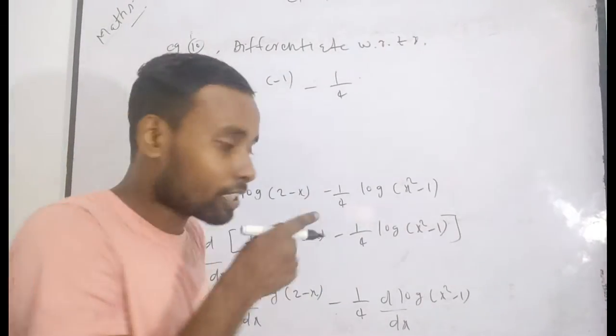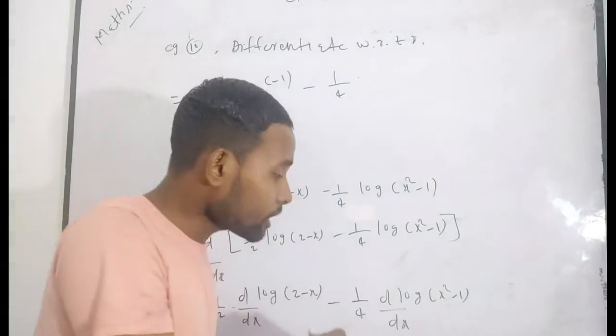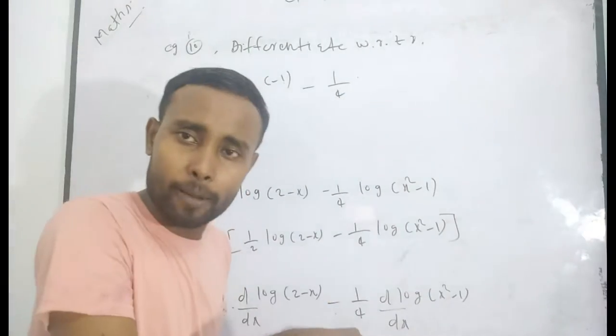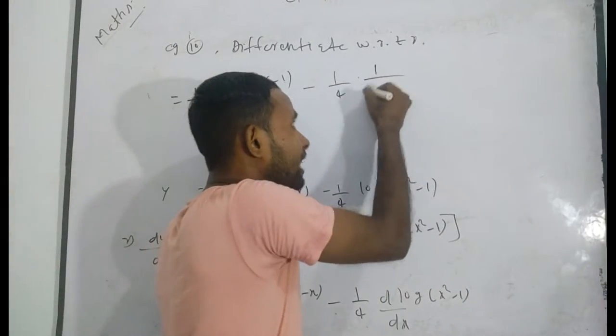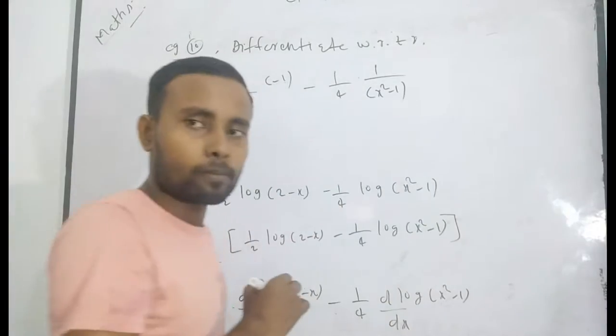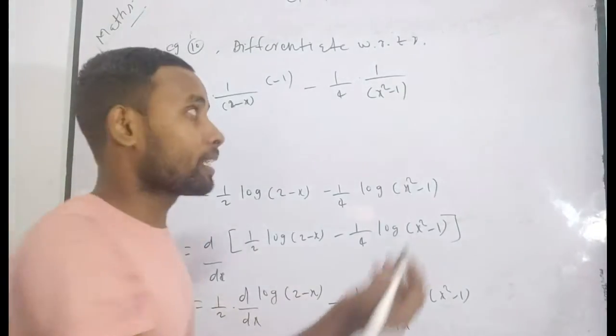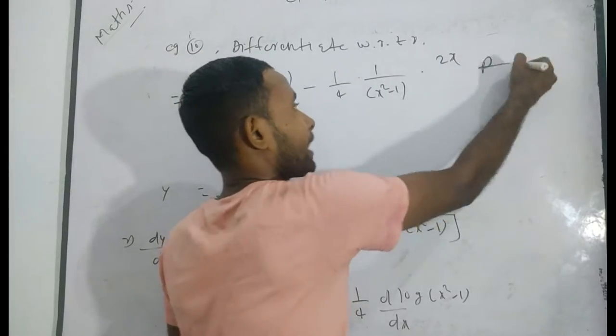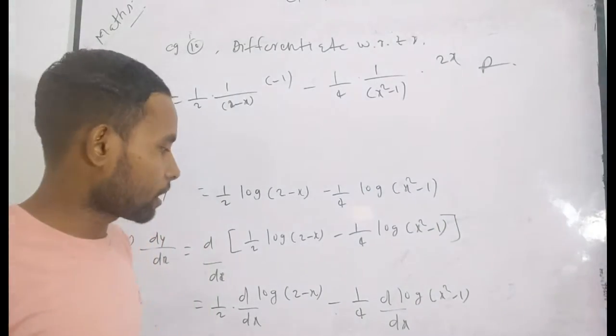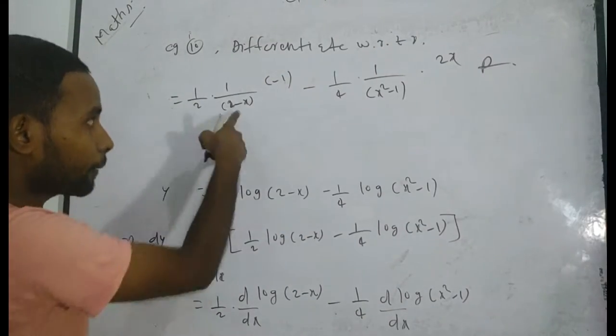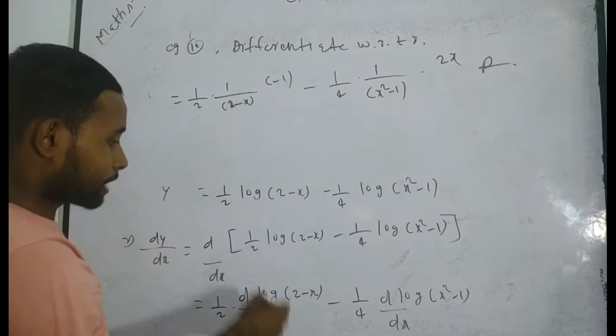Now if you differentiate log of x square minus 1 with respect to x square minus 1, you will get 1 upon x square minus 1. And if you again differentiate x square minus 1 with respect to x, you will get what? Which is your correct answer. I think you understand very well. Now if you couldn't understand it, I will explain it here.